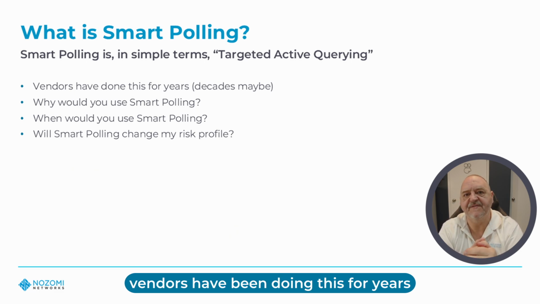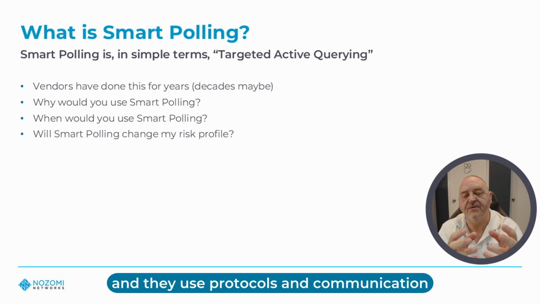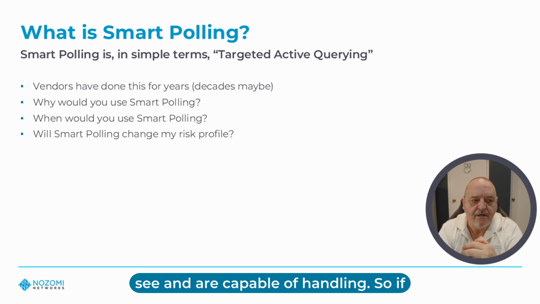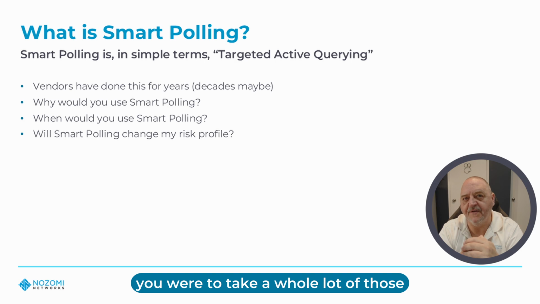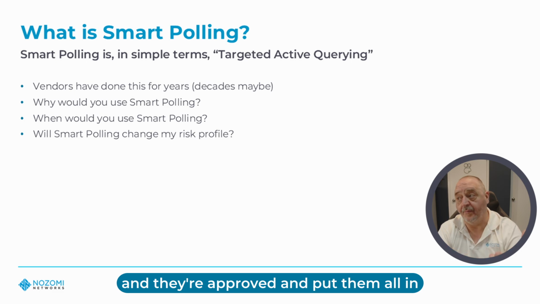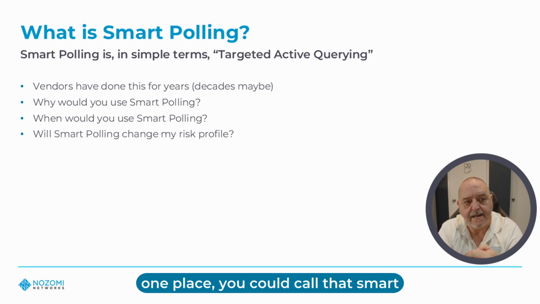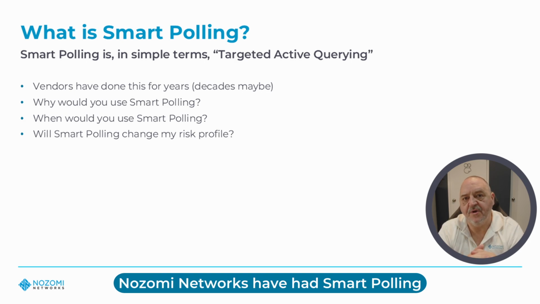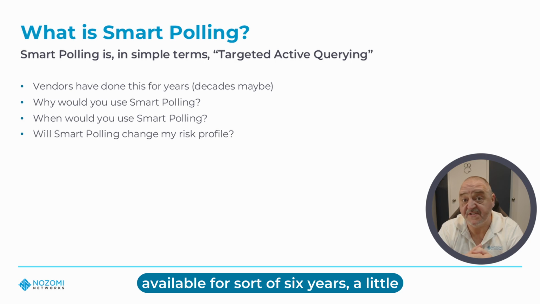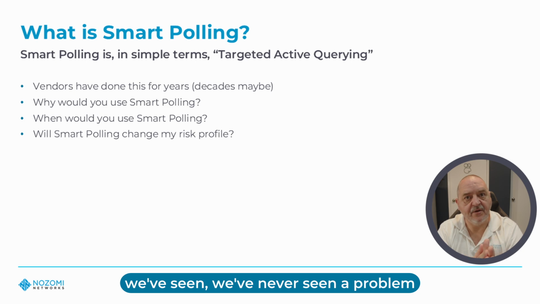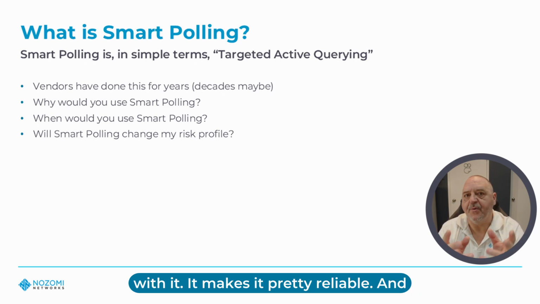So vendors have been doing this for years, and they use protocols and communication strategies that their devices expect to see and are capable of handling. If you were to take a whole lot of those different vendor approaches that are known to be good, known to work, and approved, and put them all in one place, you could call that smart polling, which is what we did. Nozomi Networks have had smart polling available for a little over 6 years, and from all the feedback we've had from customers and the telemetry we've seen, we've never seen a problem with it. It makes it pretty reliable.